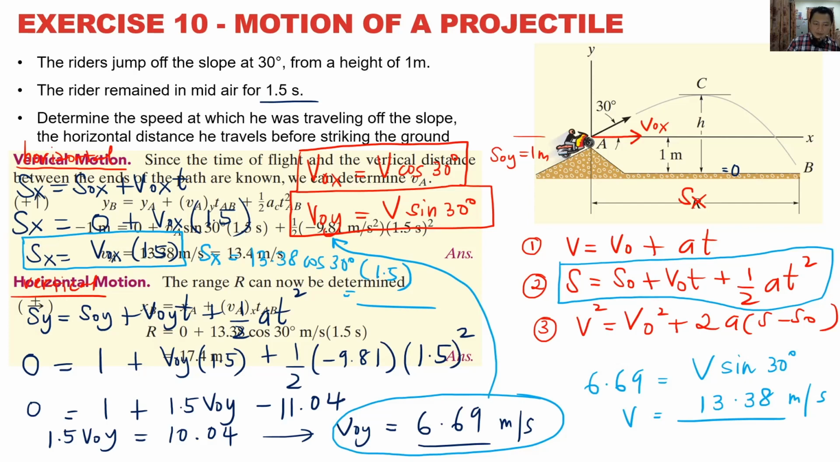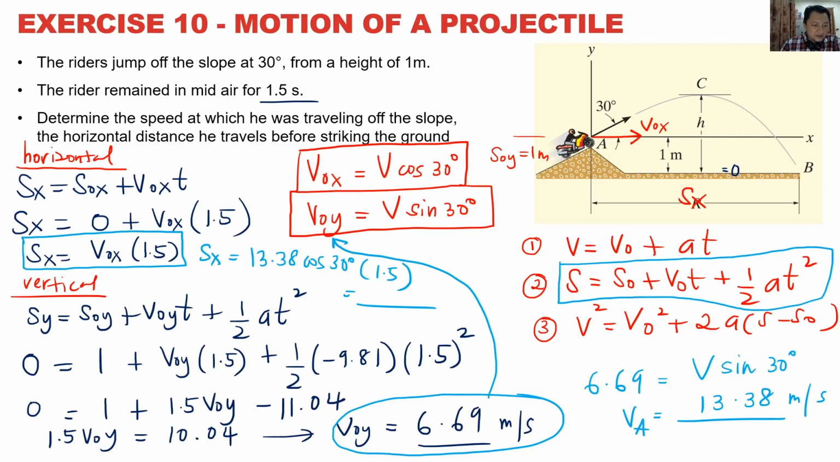V naught X, right? This is correct. Velocity is okay. 13.38 here over here, right? VA. VA is actually correct. How about displacement? Let's check out the displacement.